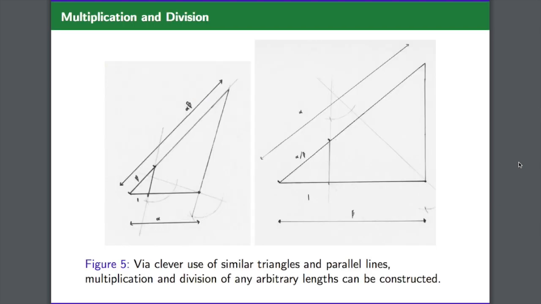We can also multiply and divide using straight edge and compass. And how we do this is parallel lines and similar triangles. So I'm going to go ahead and tell you that these triangles in each figure are similar. So, for example, in the figure on the left, the smaller triangle is similar to the larger triangle. And this is because the lines are parallel. So we can say that 1 is to alpha as beta is to alpha beta. And when you actually write out these proportions, you get alpha times beta equals alpha beta, which is what we desired.